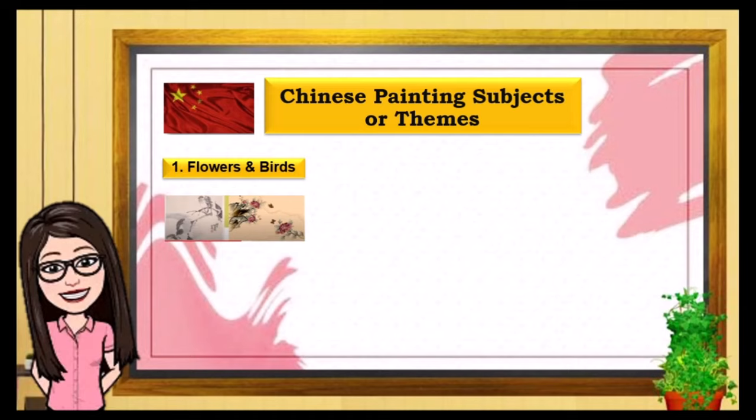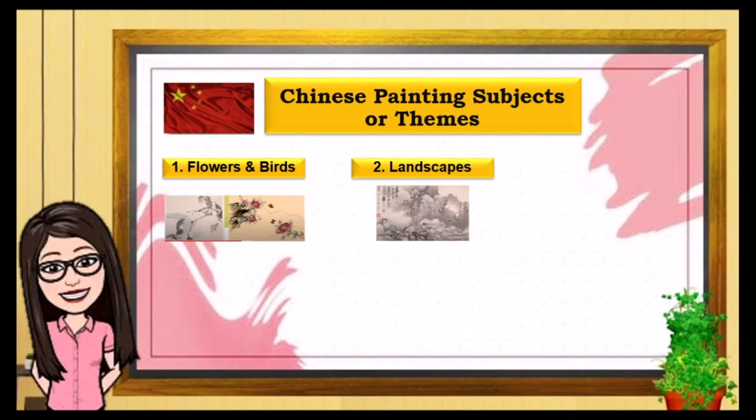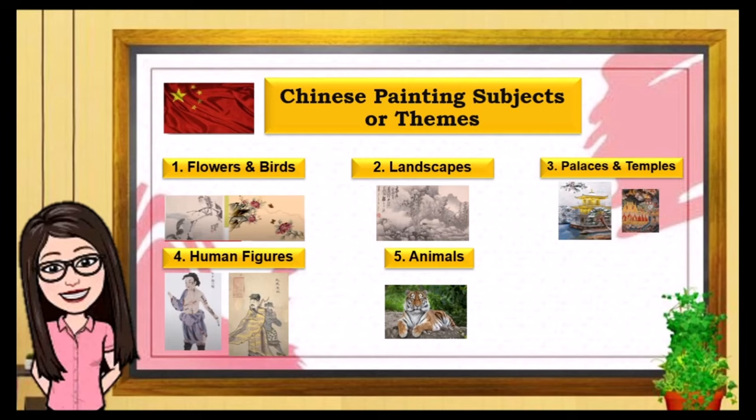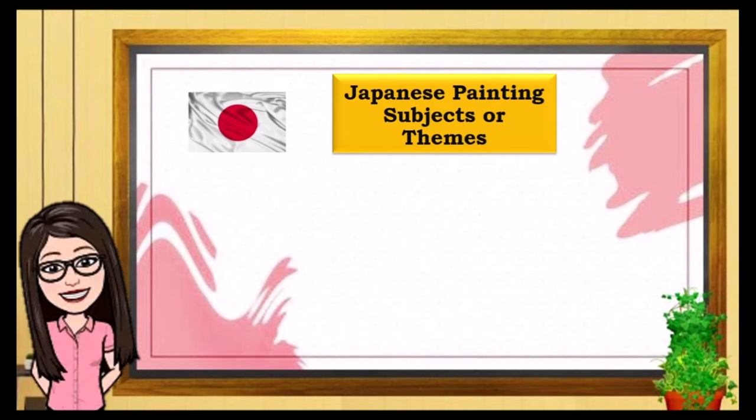Chinese painting subjects or themes. First, flowers and birds. Number 2, landscapes. Number 3, palaces and temples. Number 4, human figures. Number 5, animals. And number 6, bamboo and stones.